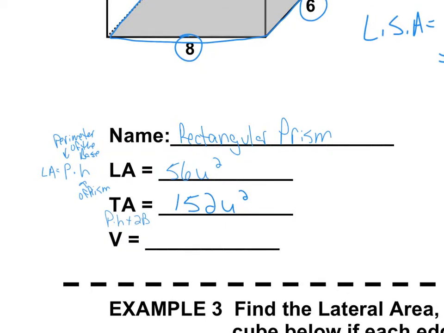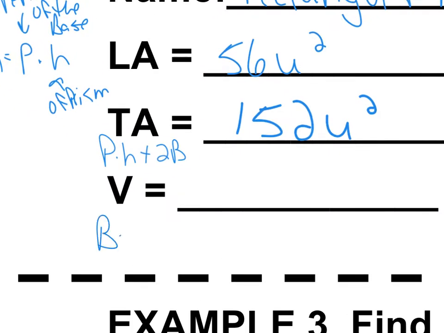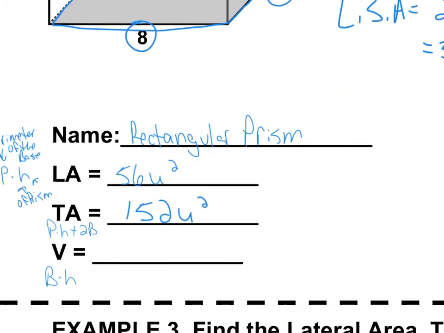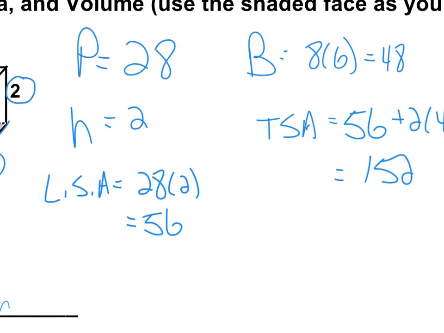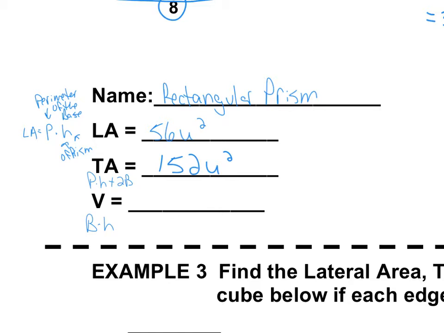Now volume, we already talked about this one. This is big B times H, and that H that we're going to use is the same H that we used right there. So I'm going to come up here. I know that big B is 48, so volume is 48 times the height 2, and I get 96. But since it's volume, it's 96 units cubed. So those are the formulas, guys. We'll use them quite a few times.